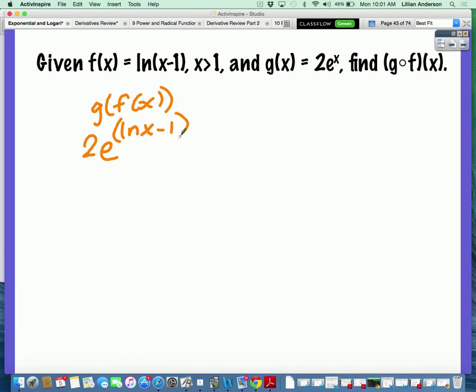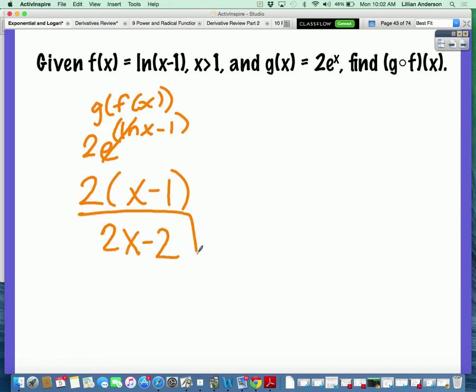So this is what you should have had. Okay? Now, using our properties here, what happens? E and ln cancel out, leaving you with an x minus 1. So you can have 2x minus 2.